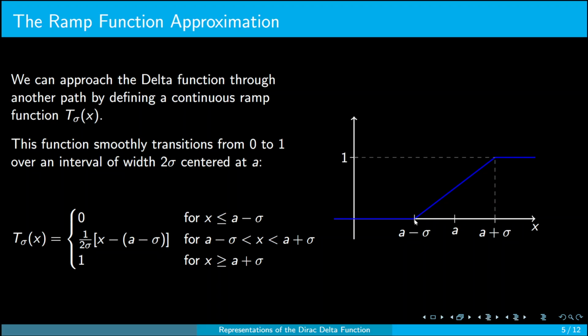So if the value of x is less than a minus sigma or equal to a minus sigma, we will get 0. And between a minus sigma and a plus sigma, you can see a slope here, and we have this representation: 1 by 2 sigma, bracket x minus bracket a minus sigma bracket close. And here you can see it is 1. So for which value of x is it 1? When it is greater than or equal to a plus sigma.